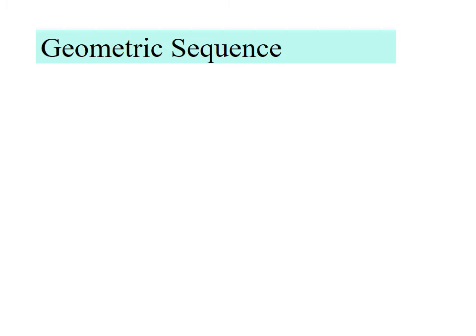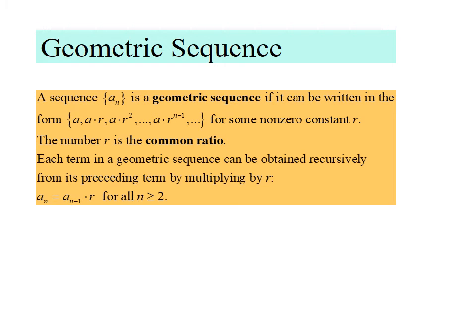Now let us look at the second type of sequence, that is the geometric sequence. A sequence an is a geometric sequence if it can be written in the form a, a times r, a times r squared, a times r cubed, and goes on to a times r to the power of n minus 1 corresponding to an, for some non-zero constant r. The number r is called the common ratio.